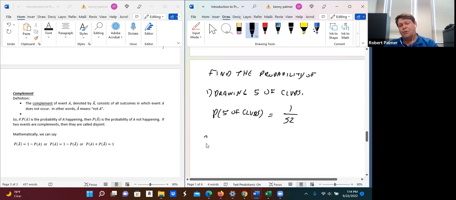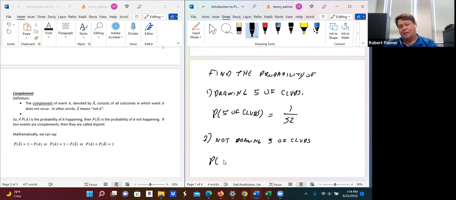Now, number two, what if I said what's the probability of not drawing this same 5 of clubs? Okay, so the probability of not drawing the 5 of clubs. Well, we can think of that two different ways. So the probability of, I'll put it as 5 of clubs, I'll put it with this line over it to indicate it's not that.